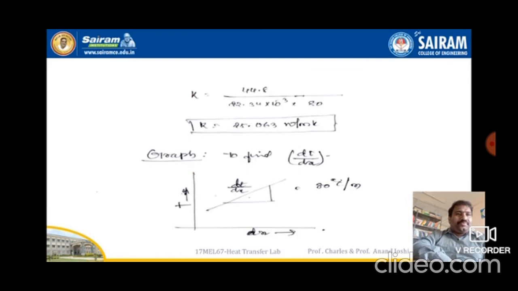So A is already calculated, and Q also. Now substitute these values in the above equation. K is equal to 44.8 divided by 22.34 into 10 to the power of minus 3 into 80. This 80 you get by plotting the graph of temperature versus thickness and taking the slope. That value is 80 degrees centigrade per meter. Substituting, we get K equal to 25.063 watt per meter Kelvin. So this is the thermal conductivity of the metal rod.